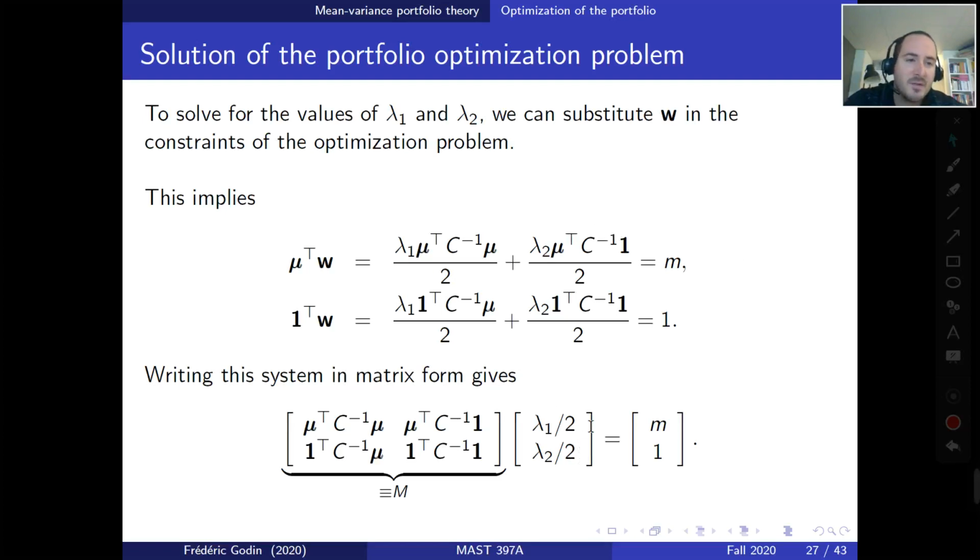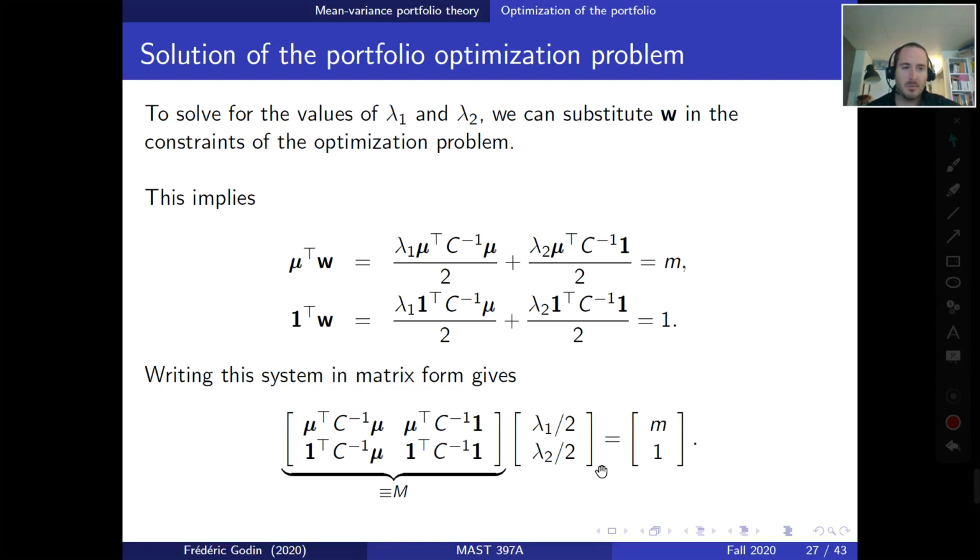Just for convenience, instead of lambda 1 and lambda 2 being the unknowns, we consider lambda 1 divided by 2 and lambda 2 divided by 2. So we basically attach these twos to their lambdas. In this case, the system of equations can be expressed like this. Here m and 1 is the vector on the right side, and the lambdas are the unknown vectors. And here we can form a matrix M, which contains four 1 by 1 expressions.